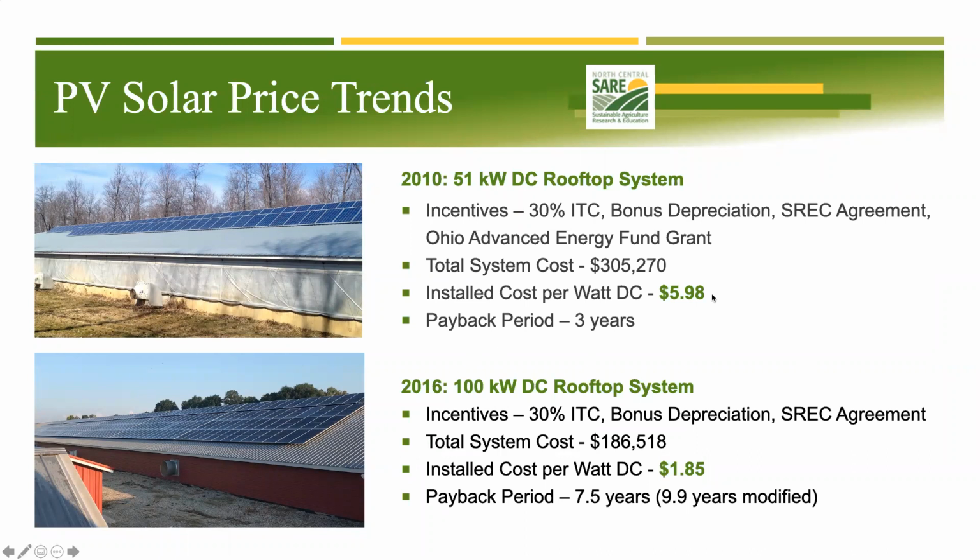But you can see in 2010, the installed cost per DC watt was $5.98 compared to the project in 2016, which was at $1.85. I will say that $1.85 back in 2016 was a little bit low compared to what some other projects were going in at. I'd say $2.20 to $2.50 was probably a little more common. But nonetheless, it gives you a sense of where the price trends are heading.